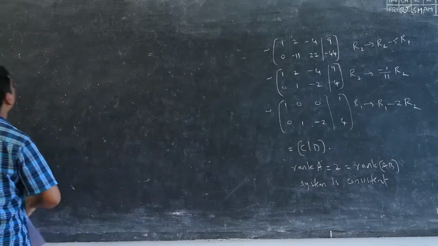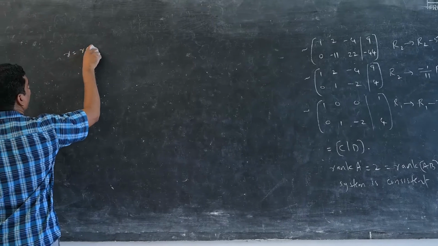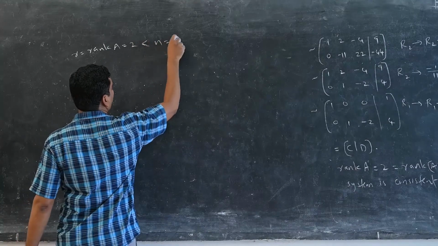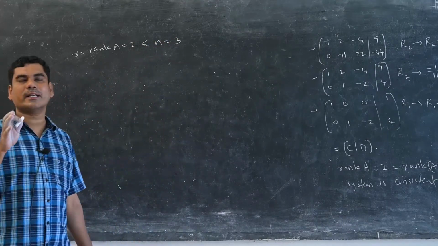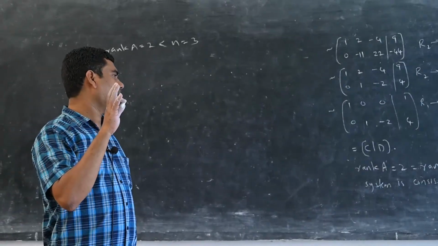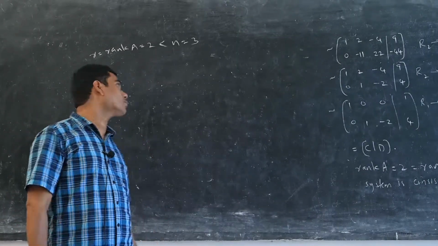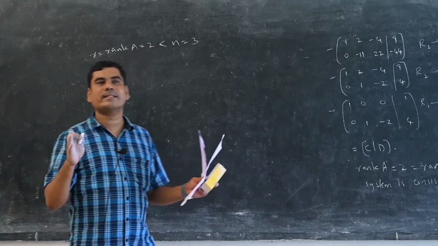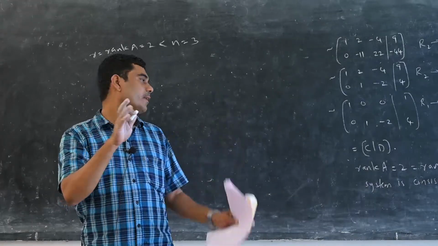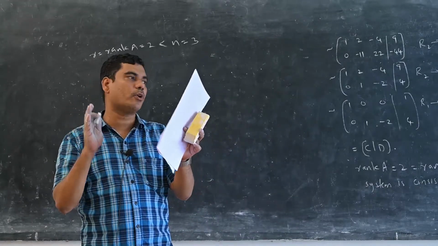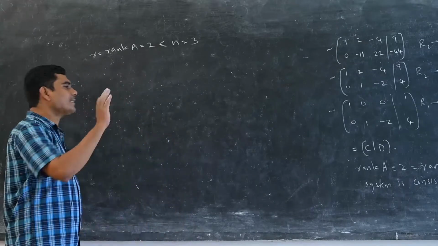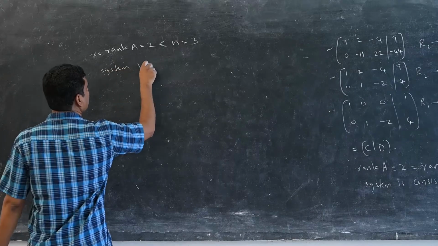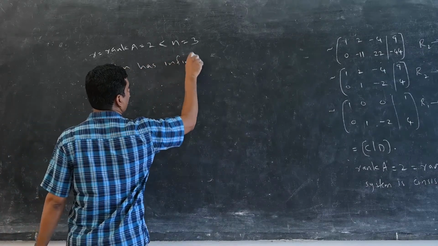Here r is equal to rank A is equal to 2. It is less than n is equal to 3. Here there are 3 unknowns, x1, x2, x3. 3 unknowns, rank A is equal to 2. So r less than n. If r is less than n, the system has infinite solutions. If r is equal to n, the system has a unique solution. Here r is less than n, so the system has infinite solutions.